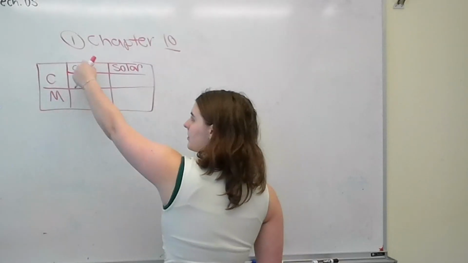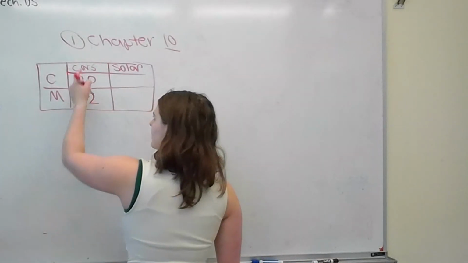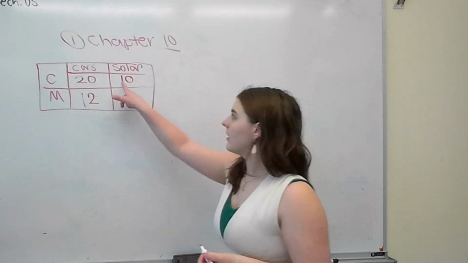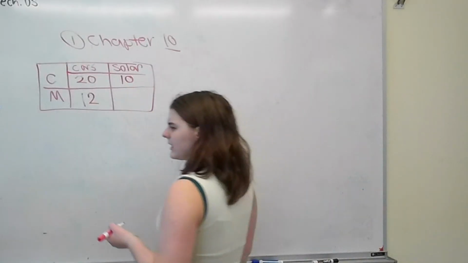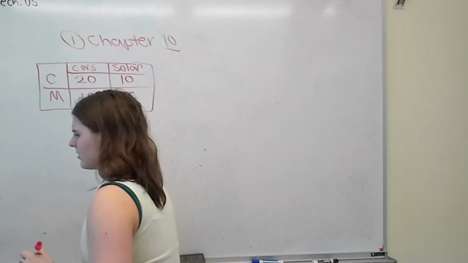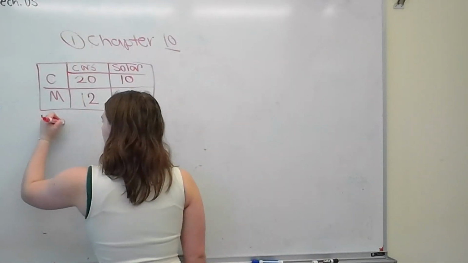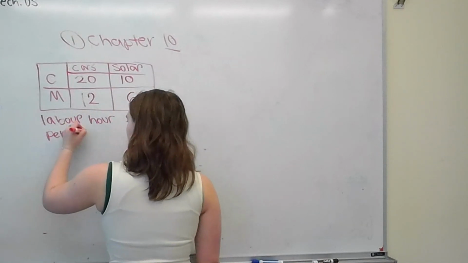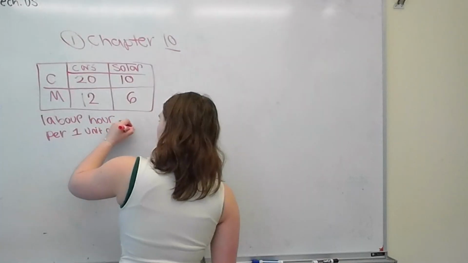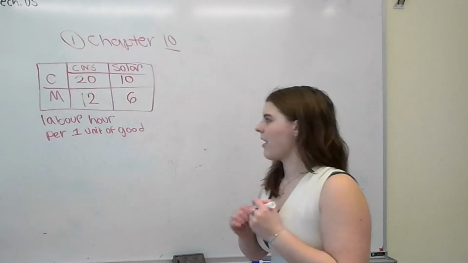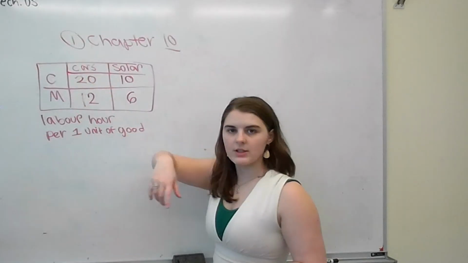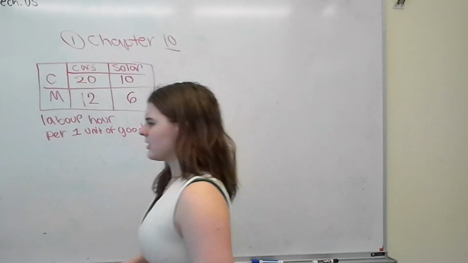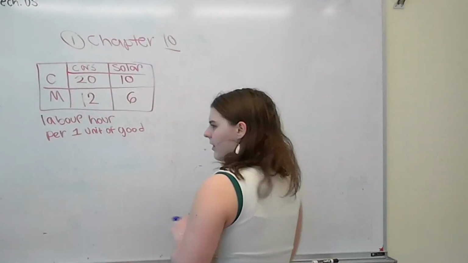So in this case, it takes 20 labor hours to produce one car in Canada, and it takes 12 labor hours to produce one single car in Mexico. And then for solar panels, it takes 10 labor hours to produce one solar panel, and it takes 6 hours in Mexico to produce one solar panel. So remember, this is labor hours per one unit of good. So again, per one unit. So it takes 20 hours to make a car in Canada, it takes 12 hours to make a car in Mexico, and vice versa.